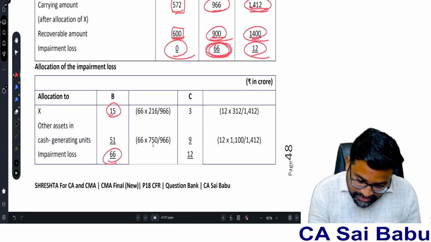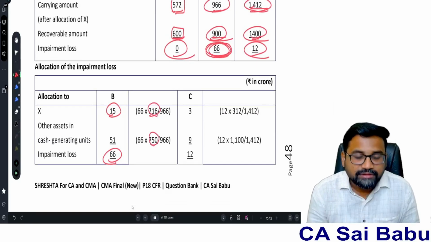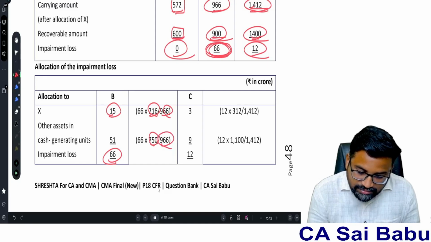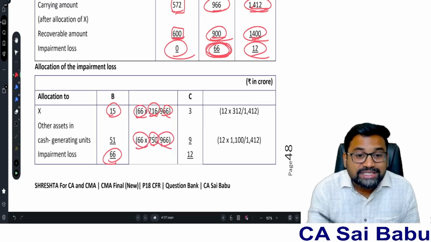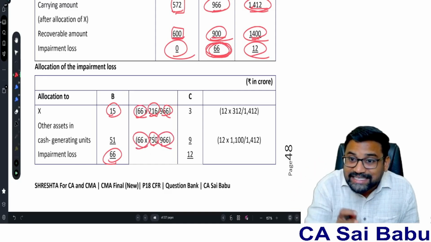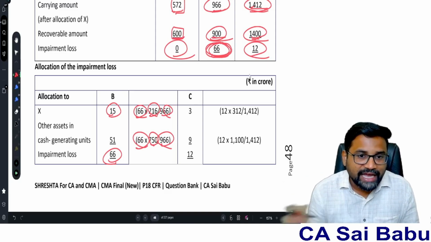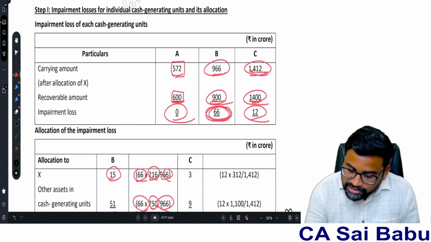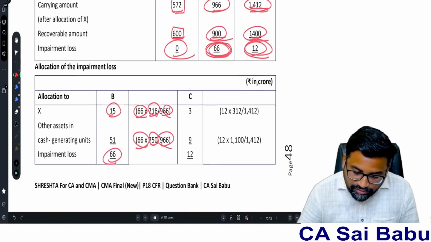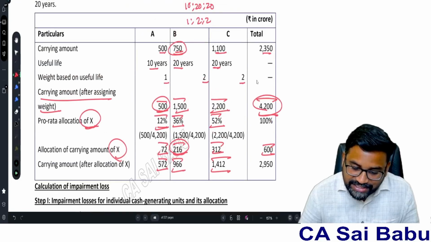Okay, see here, 750, 260. Total 966. So this 66 impairment loss is allocated between the assets in the cash generating unit in their carrying amount. Similarly, cash generating unit C, what is the impairment loss? 12. Now this 12 we need to allocate between the assets in the cash generating unit C.